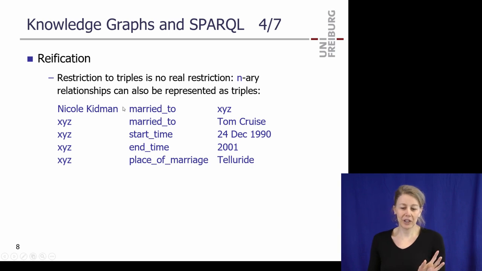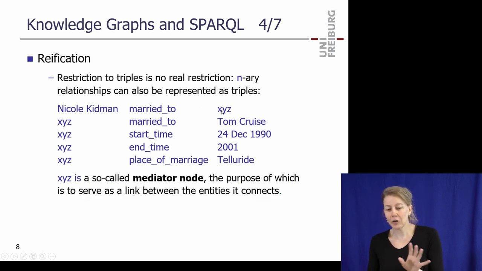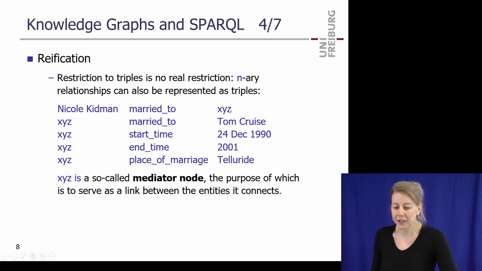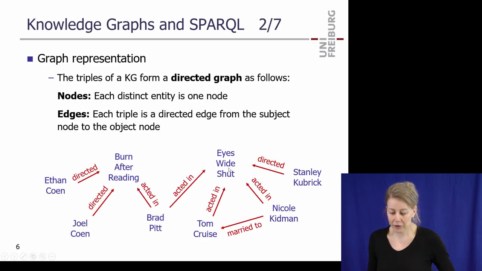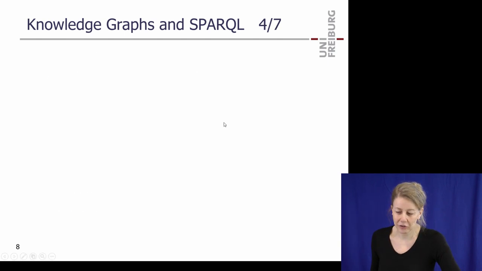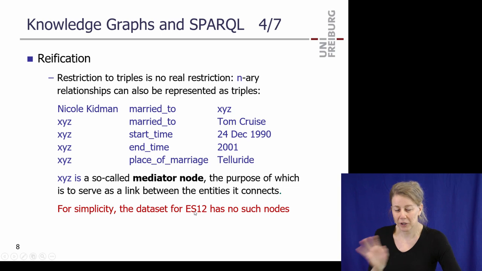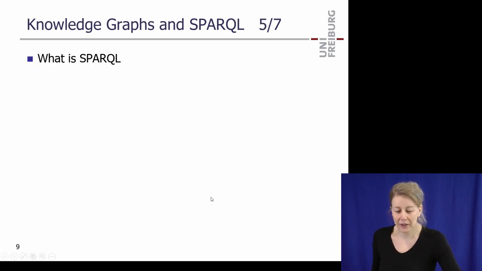So you can say Nicole Kidman married two, and now you have this intermediate object, which I called XYZ here. You can give it any name, it just has to be a unique name. And now for XYZ, I have the person, the start time of the marriage, the end time, the place of the marriage. You can think of it in the graph. Instead of going directly to the other person, I go to an intermediate node, which is an information node, and now I can have all kinds of information attached to that node. But that's just for your curiosity. You don't need it for the exercise sheet. For the data set, it's simple. It's just arrows connecting two real things.